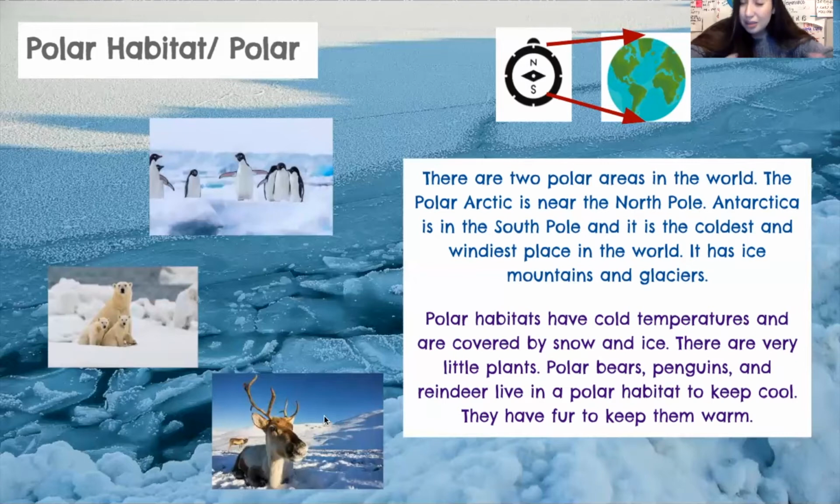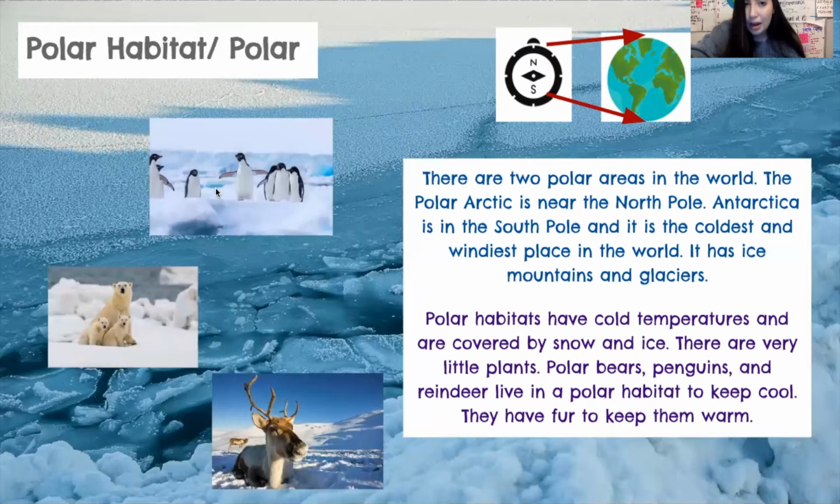So in the snow, in a polar habitat, there's very, very little plants. So all three of these animals eat meat to survive. And polar bears, penguins, and reindeer live in a polar habitat to keep cool because they have so much fur on their body, but their fur also helps keep them warm. So that's just a few fun facts about a polar habitat.